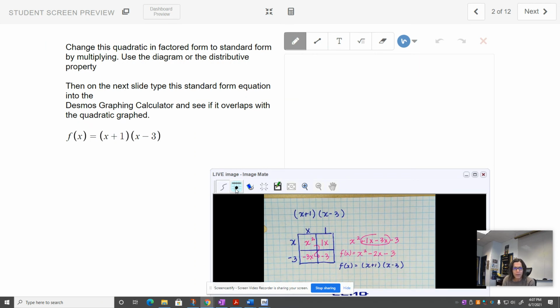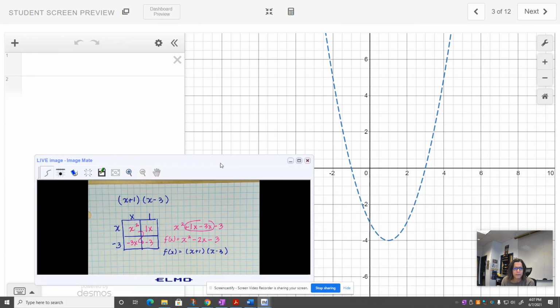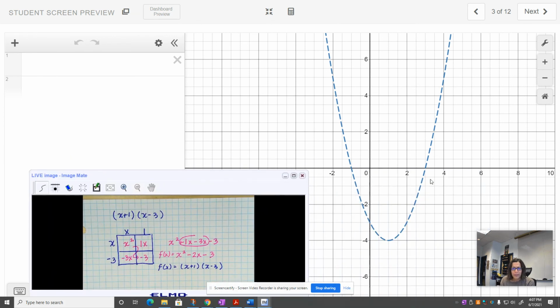Well, one way to verify is we can graph it. So on this slide here, let me go ahead and move this. The blue dashed line, somebody already has the factored form plugged in. Okay, that was what was in blue. And so now what we're going to do is type in what we got right here. If it makes the same graph, if it overlaps, then we've in fact done an equivalent. We've done our work right because it should be the same graph.